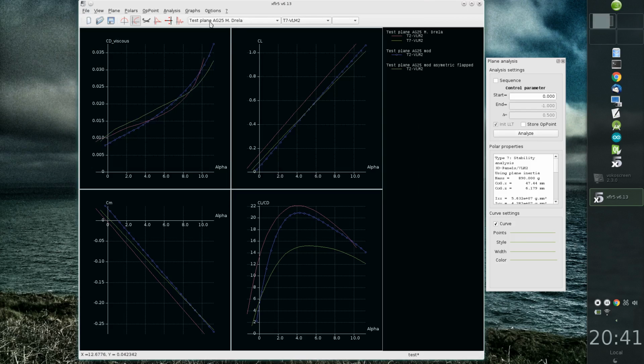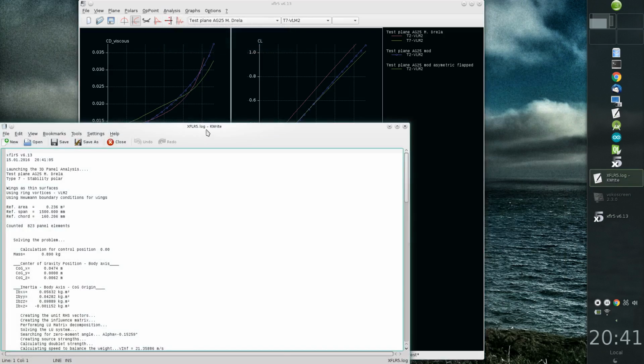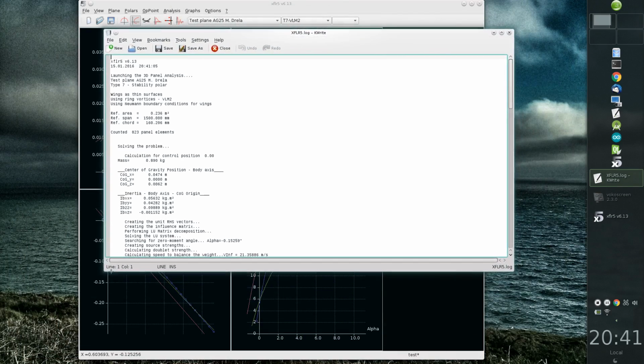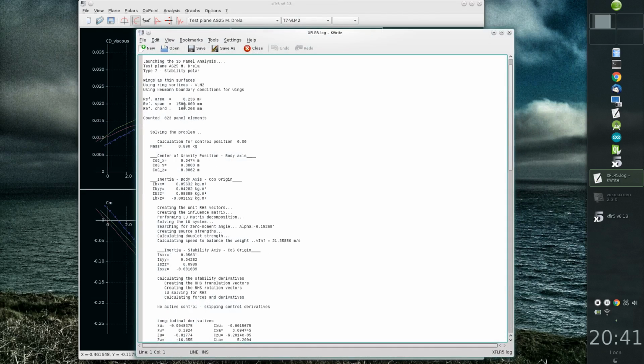We have been running this analysis on the test plane with the AG25. The analysis was really quick, and so let's see what's happened by pulling the log file here. So what does it say? Okay. It reminds us of what are the input parameters, the inertia parameters. It says that it has found a zero moment angle, which is minus 0.15 degrees.